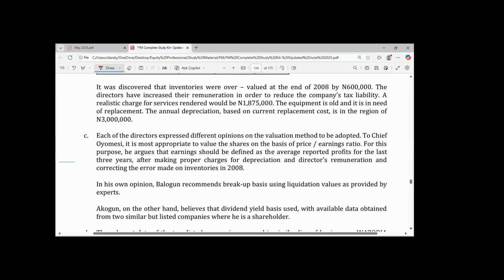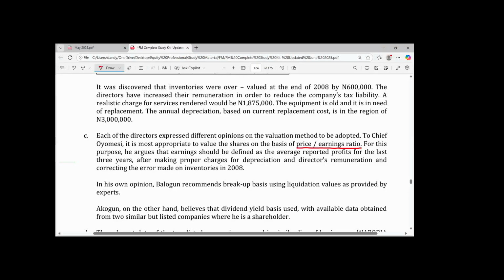The annual depreciation, based on current replacement cost, is in the region of 3 million naira. Each of the directors expressed different opinions on the valuation method to be adopted. To Chief Oyomesi, it is most appropriate to value the shares on the basis of price-earnings ratio. For this purpose, he argues that earnings should be defined as the average reported profits for the last 3 years after making proper charges for depreciation and directors' remuneration and correcting the error made on inventories in 2008.